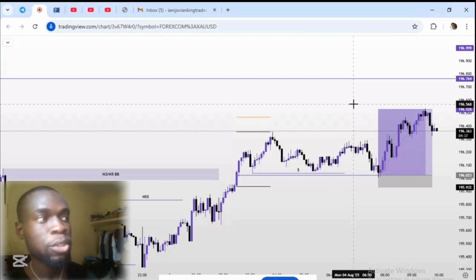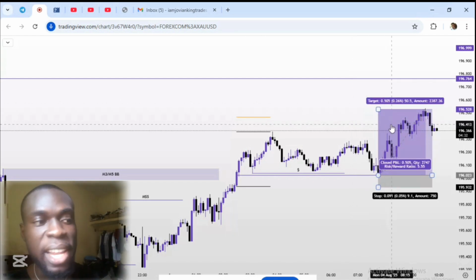This is my first trade for the month of August, and thank God it was a TP trade and exactly how I like my trades to be. That was very neat and simple.